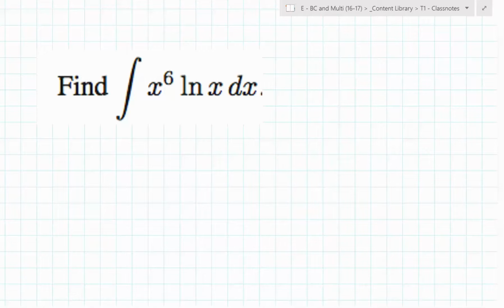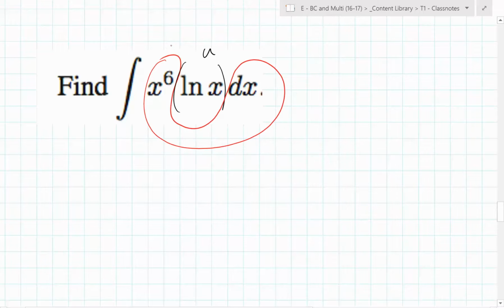So let's do another one and see what happens. We're just adding on a few layers here. So let's let ln x be our u, which would mean that the rest here would need to be our v prime. So if we write out that grid like I want you to write out, you know that u is equal to ln x, and we know that v prime is equal to x to the 6th dx.